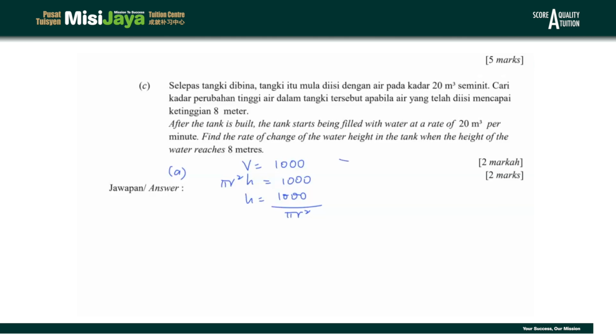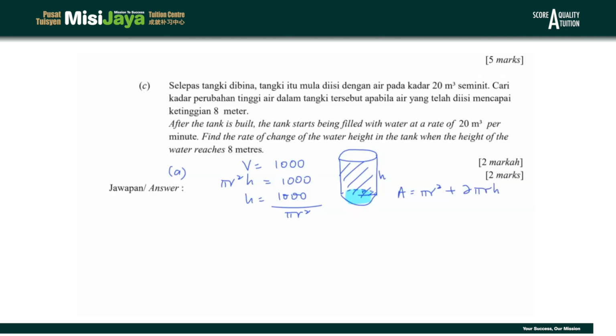Okay, let me sketch out the cylinder again. So this is the base, okay? So this is the r and this is the h. So the cost, just now they say, is 5 ringgit per meter square for the base. So the base is here. So this base is actually a circle, right? Which is pi r square. So the area for the base is pi r square. And then for the side, the side is 2 pi r h.